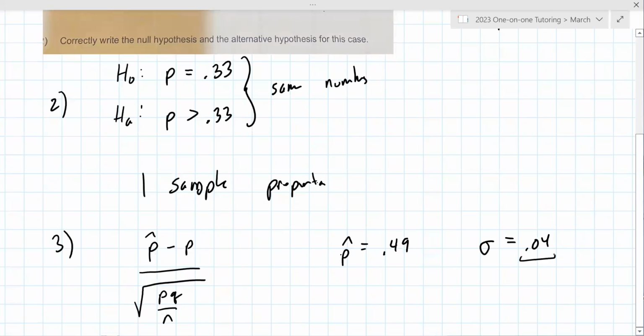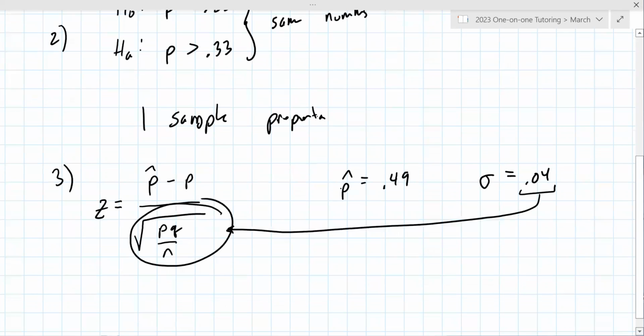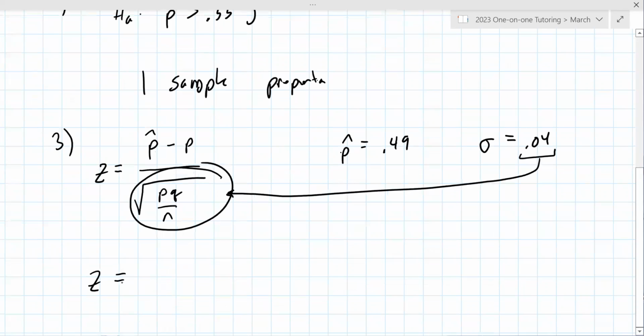So the sigma, the way your teacher is doing it, represents everything in the denominator. Your entire denominator is 0.04. That is how you're able to calculate the test statistic, because you don't have enough information otherwise. So it's 0.49 minus 0.33 over 0.04. The teacher is trying to simplify the calculation to make it easier on you, the student.